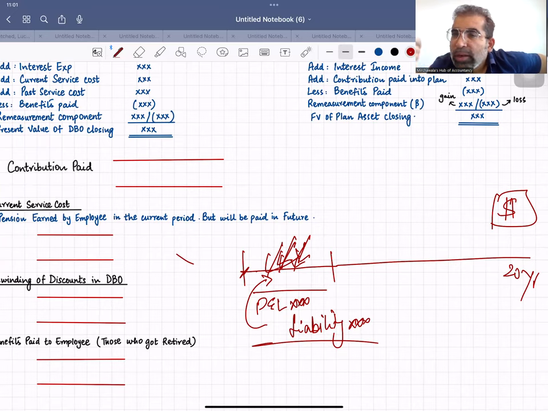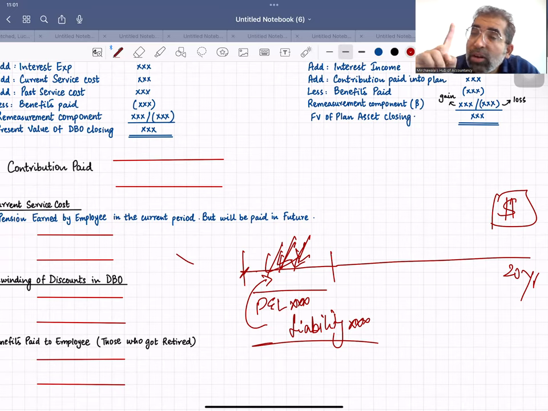Whatever pension he will get is, let us say, 50% of final salary. So first of all, we will estimate the 50% of final salary. This will be your one month pension. Then we'll calculate after retirement how many years he will live. So let us say he will live 10 years.